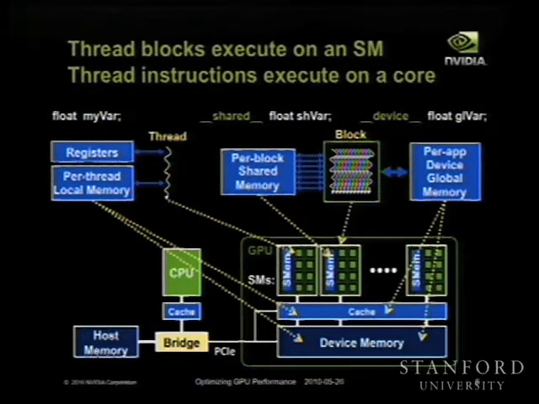So for example, a typical SM might have 128 kilobytes of registers and say 64 kilobytes of shared memory, let's say, or 16 kilobytes of shared memory. But performance-wise, they're similar. So we'll talk about performance a little bit.